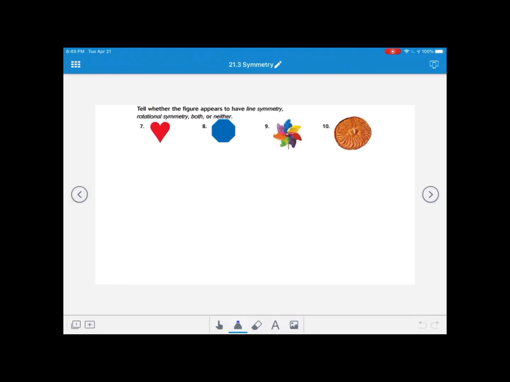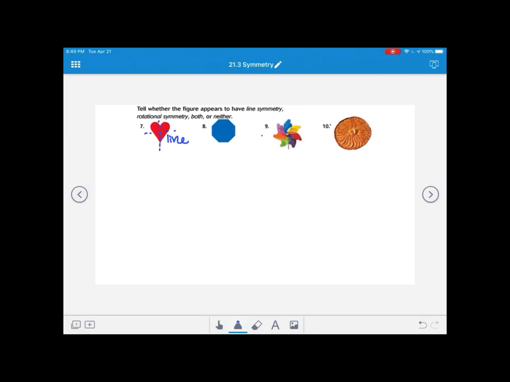All right, so hopefully you solved these on your own. Let's talk about the answers. So number 7, the heart. That has line symmetry. If we split it right down like that, it would be fine. If we do it the other way, that is not true. It does not have rotational symmetry.